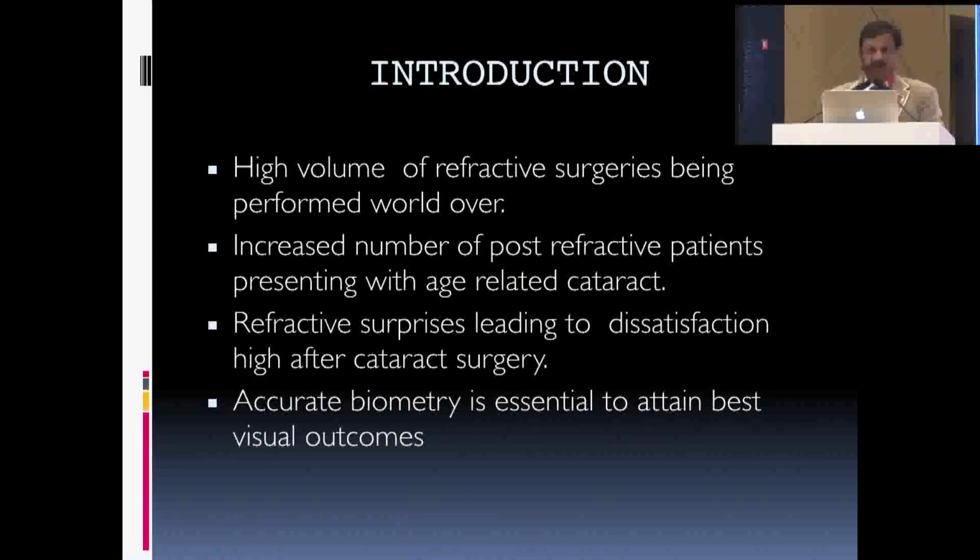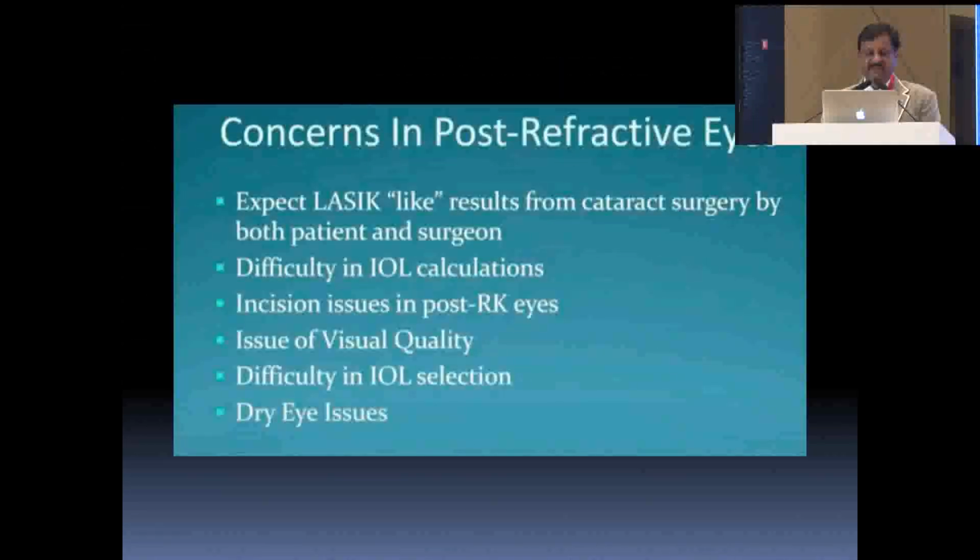We all know that now we have a high volume of refractive surgeries being performed worldwide. So we have a huge volume of these patients coming to us. And moreover, refractive surprises lead to dissatisfaction, because these are those patients who got refractive surgery to have that 20/20 vision day one. And these patients, when taken up for cataract surgery, would always expect the same quality of vision post-cataract surgery. So an accurate biometry is essential to attain the best visual outcomes in this subset of population.